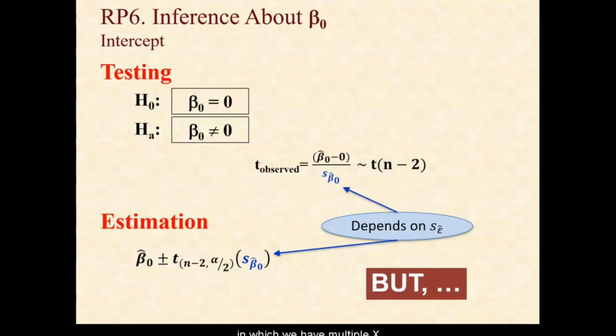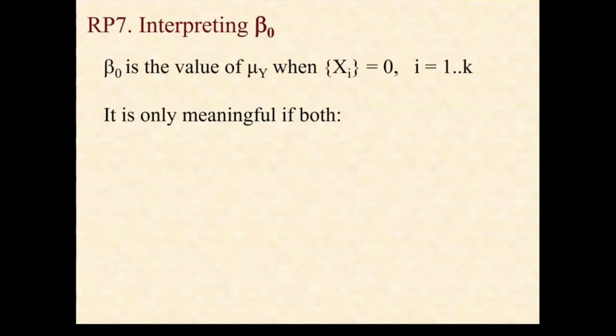Let's consider what beta naught represents for the general case of multiple regression, in which we have multiple x terms in the model. In the general multiple regression, beta naught represents the value of the mean of y when all the x values in the model equal 0. In order for beta naught to have real-world meaning, two things must be true.